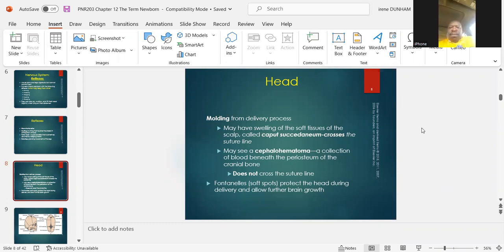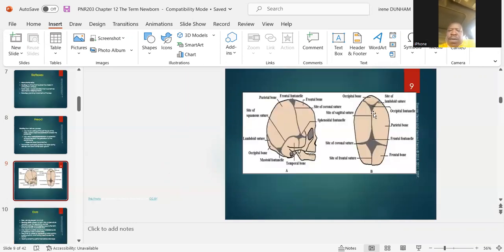So if you see swelling in the back of the head, it's called caput succedaneum, and I have a picture here of the suture line. You see the suture line here? This is the occipital bone right back here. So in this area, the scalp has a little swelling. This caput succedaneum, because of where it's located, crosses the suture line. It crosses the suture line.